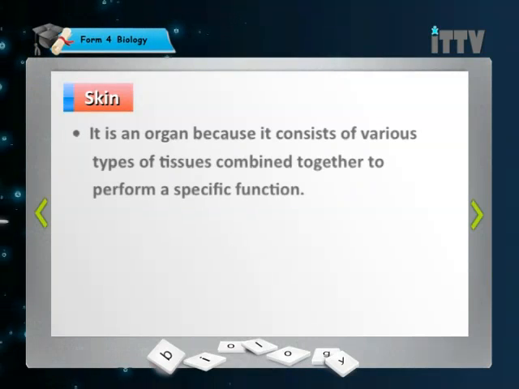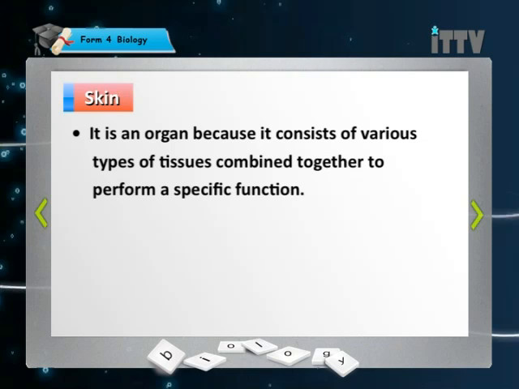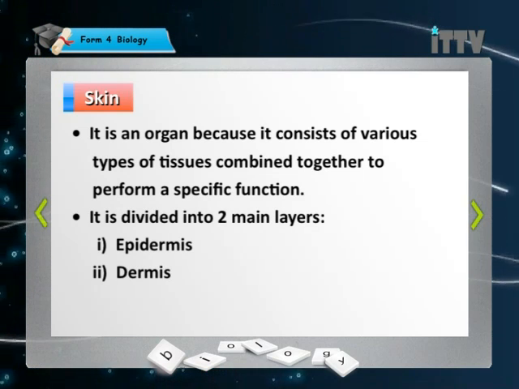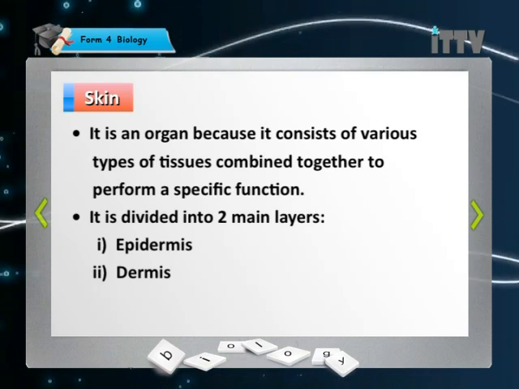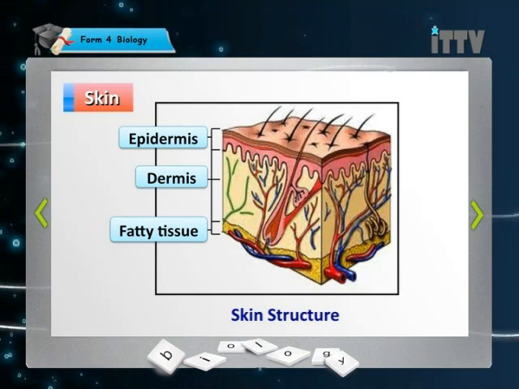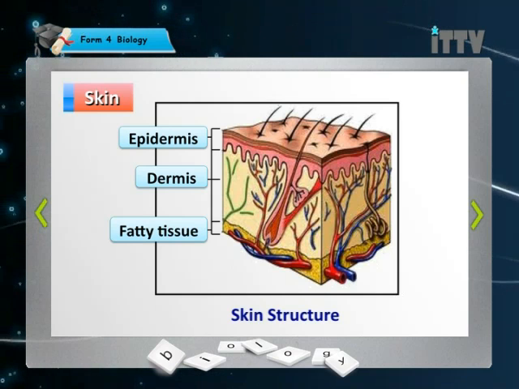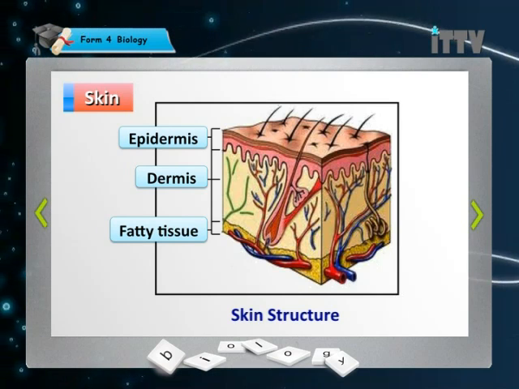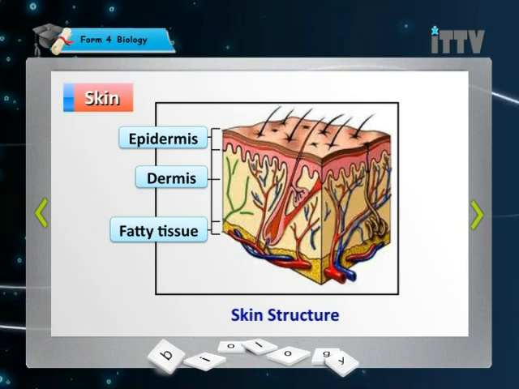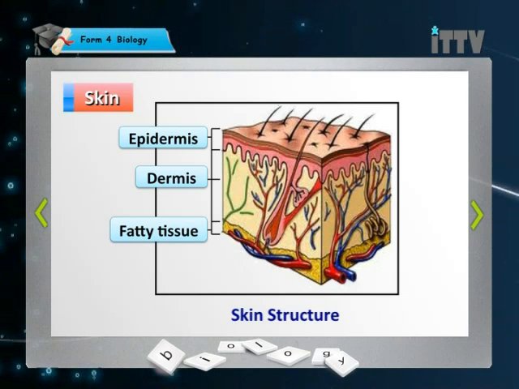Let's carry on. It is an organ because it consists of various types of tissues combined together to perform a specific function. Basically, the skin is divided into two main layers: the epidermis, and below it, the dermis. Let's take a look at this structure. On the top surface of the epidermis, you can find hair follicles. These hair follicles are very important because they are a component in the regulation of body temperature. The epidermis is the outermost layer of the skin. Below it, you can find the dermis layer.